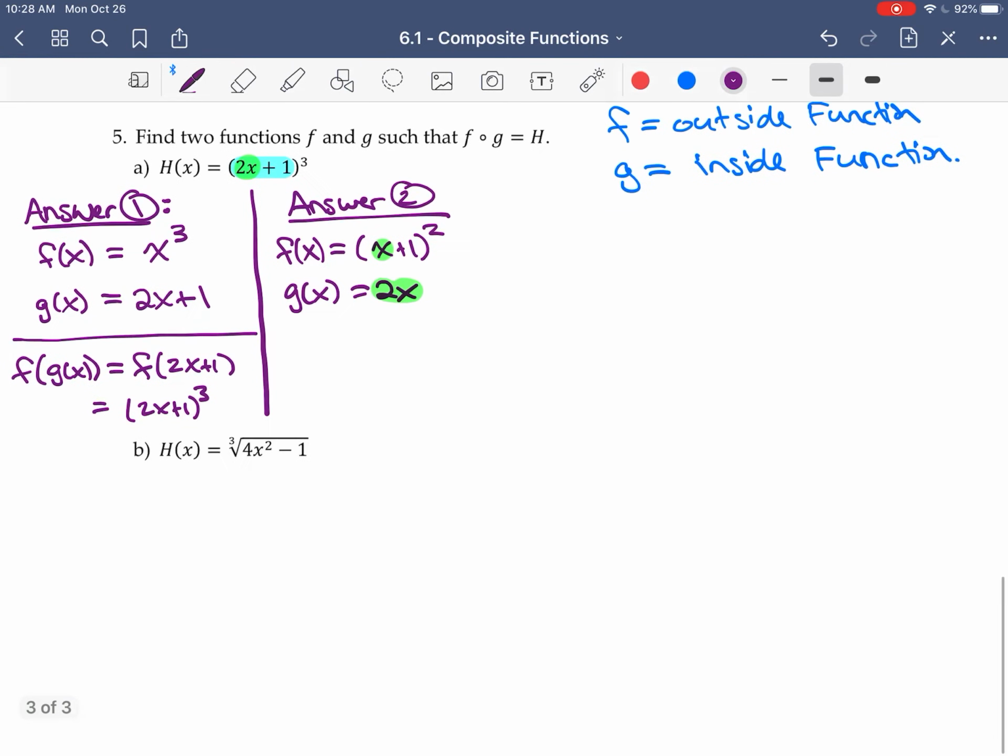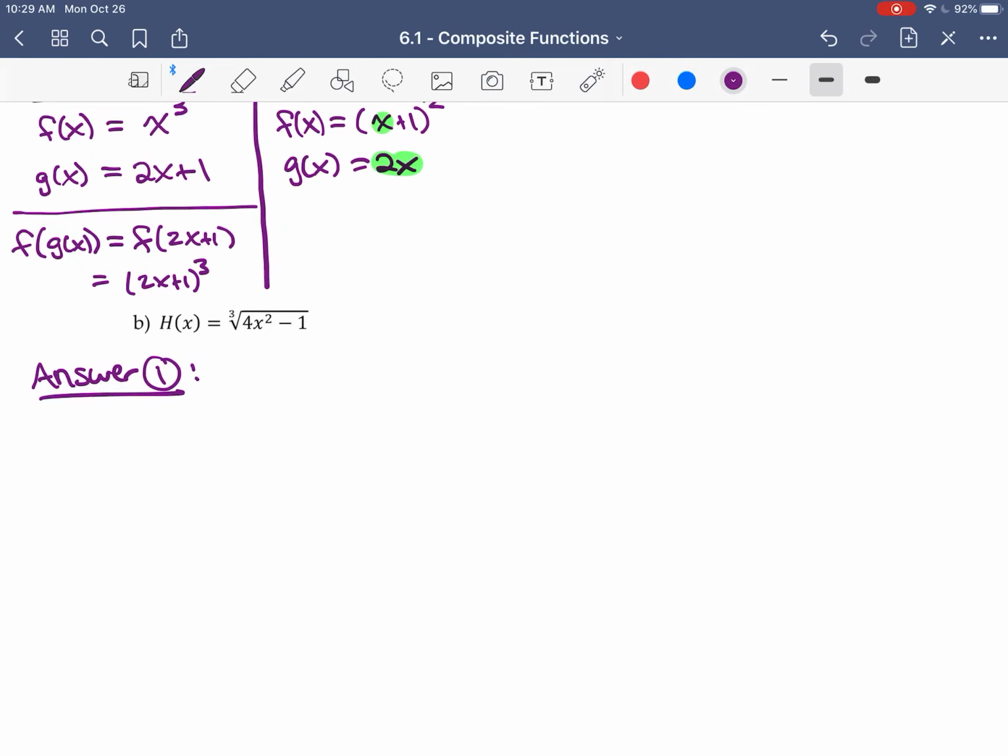Okay, last example here. So I have a function, h of x, that looks like it could be a composition of functions. Okay, so we want to figure out what the f and the g would be that would give this function when I compose them together. So again, I'm going to do a few different ones. Okay, so answer 1 is going to be the best one in terms of calculus.